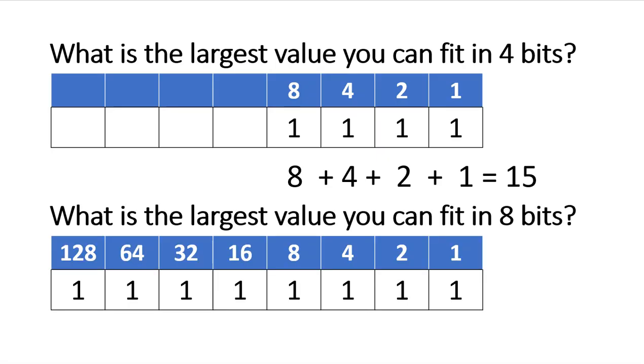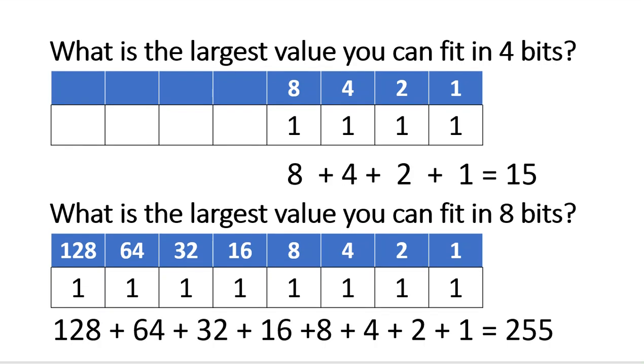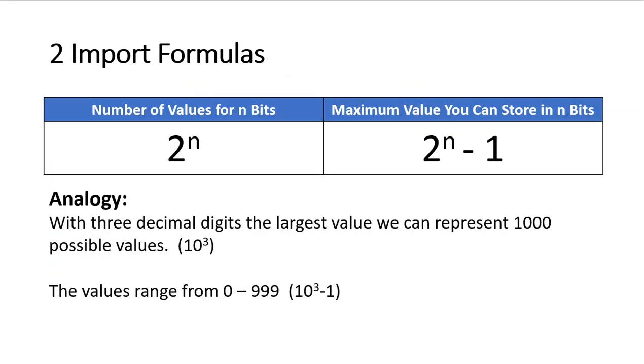All right. What is the largest value I can fit in 8 bits? Well, write down 8 ones, add up the place values, 255. 255 is the biggest number you can fit into 8 ones and zeros. Here's the generalization for this in binary.